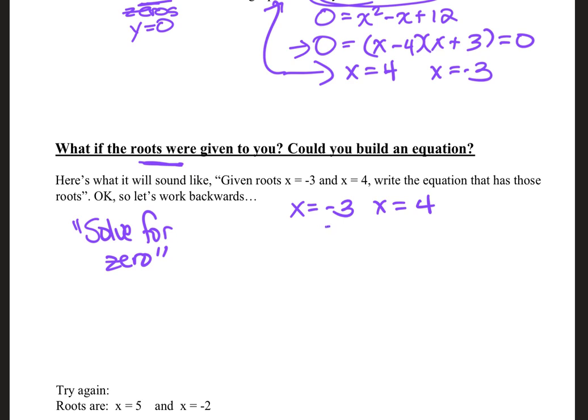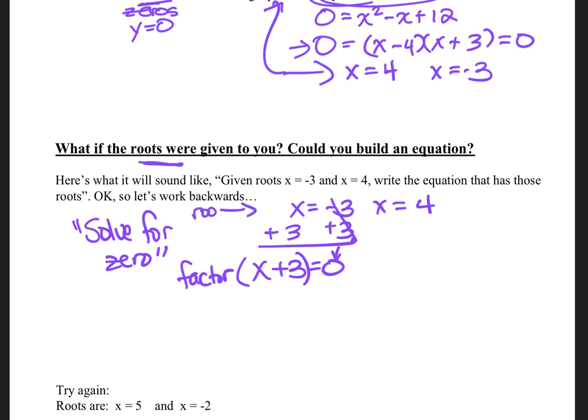If I solve for 0, that means that I'm going to bring the 3 over here, and I'm going to have x plus 3 equals 0. That's 0 on this side, everything else on this side. This is a factor. So this was the root where we have x equals, and now I have a factor. And that's what I want if I want to write the equation.